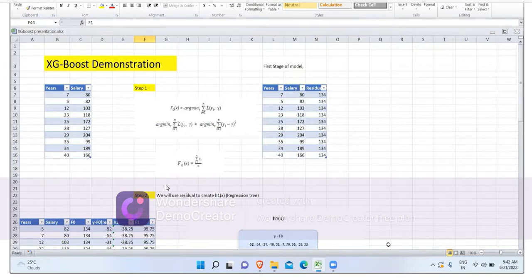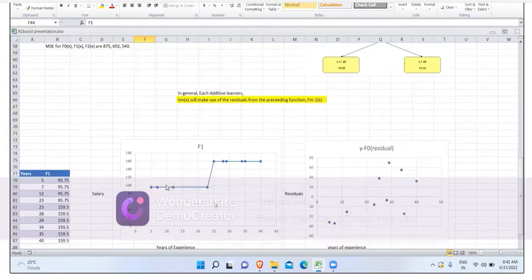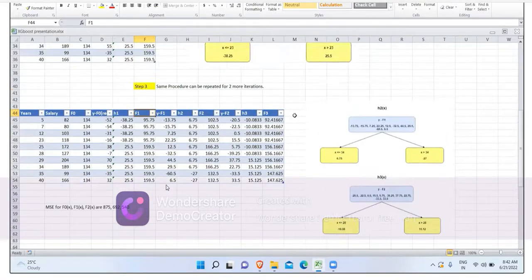Where is the residual plot for f3? Actually, I have not plotted it. Just this residual calculation is remaining, and after that we can plot it over here.